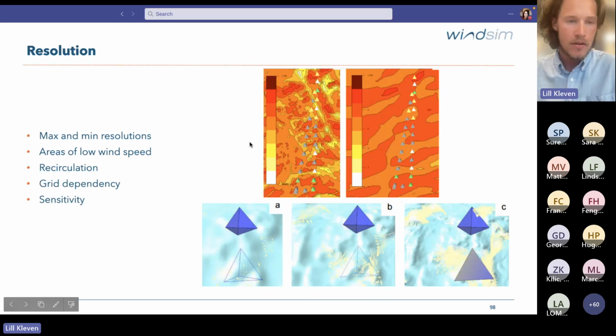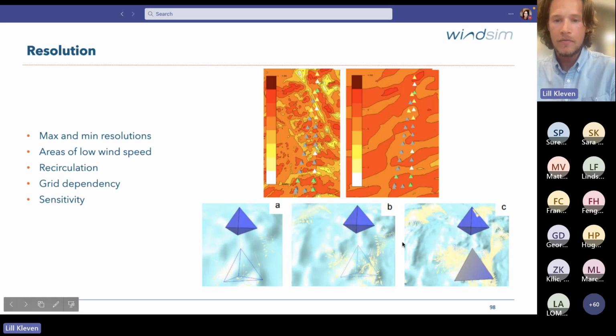Yeah, so for resolution, here we are looking at the maximum and minimum resolution. This is 10-meter resolution to the left and 500 to the right. So of course, this is a very coarse model. But you can see that when we run a coarse model, we have, in general, higher wind speeds in the whole domain, while with the high resolution, we capture the areas of low wind speeds and potential recirculations.